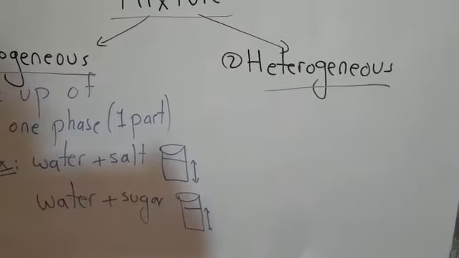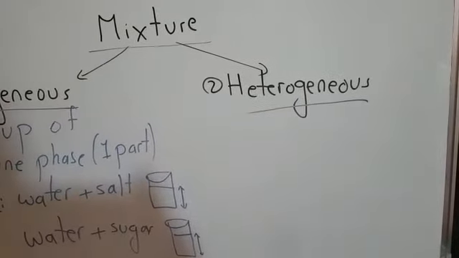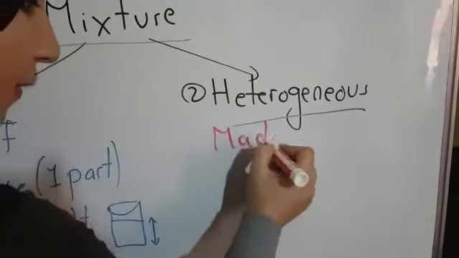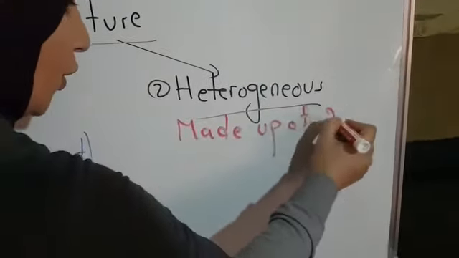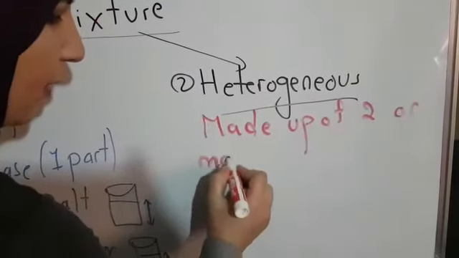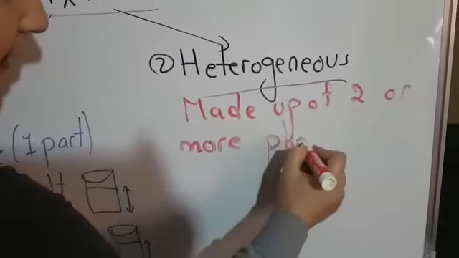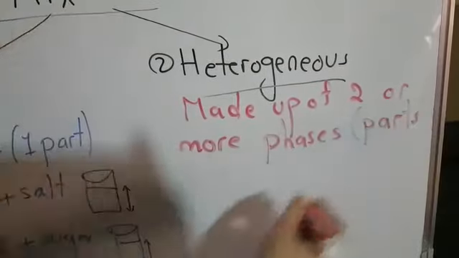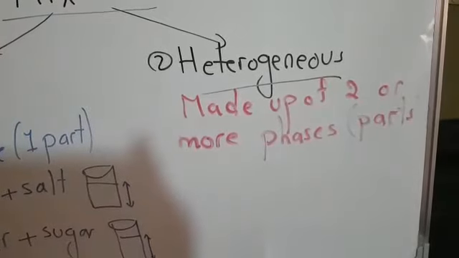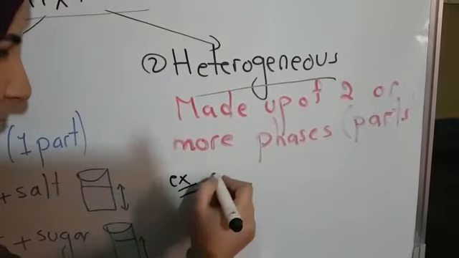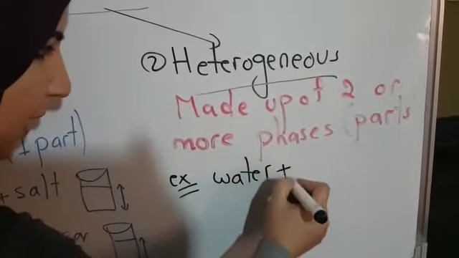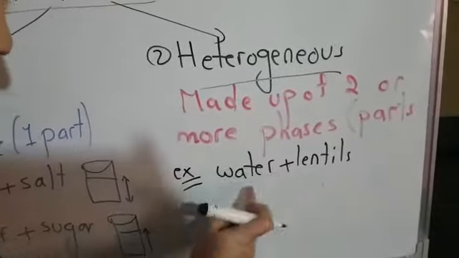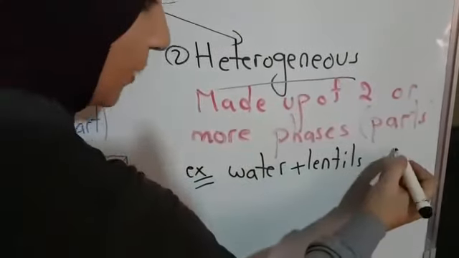Okay? Now, on the other hand, the second type of mixture is the heterogeneous mixture. It's made up of two or more phases or parts. For example, now, when we mix water plus lentils, two substances, here we have a heterogeneous mixture.